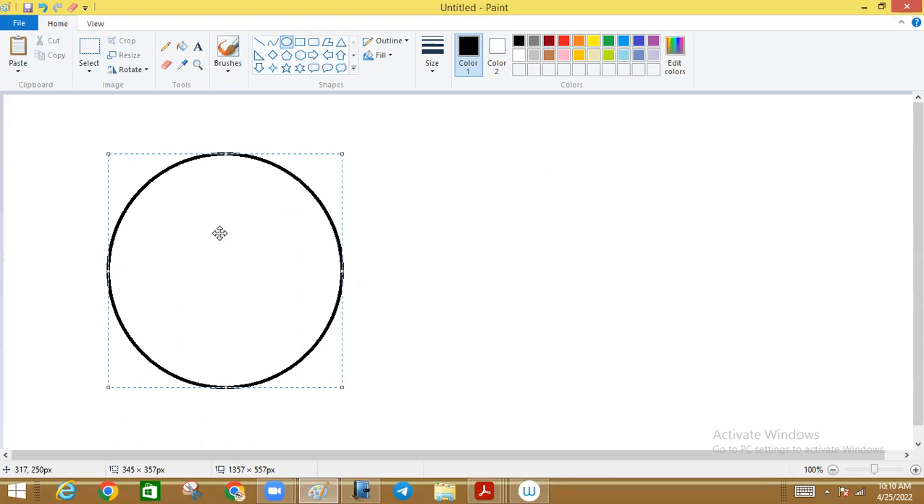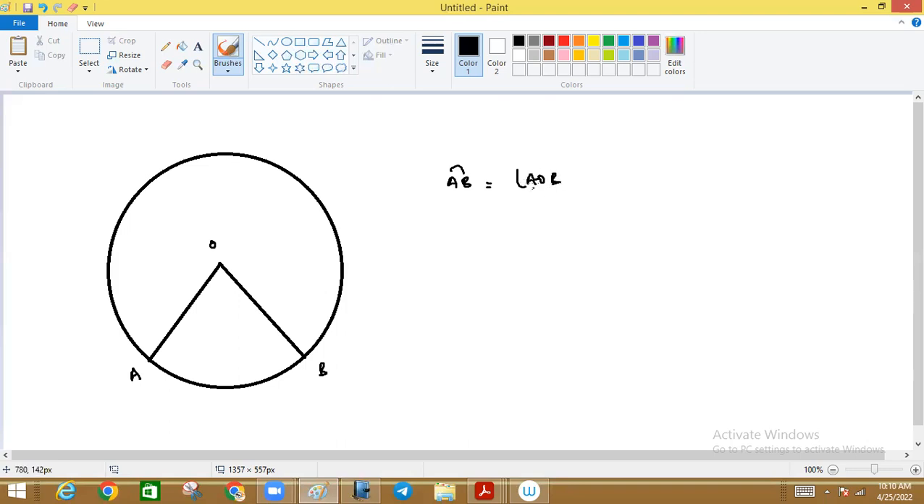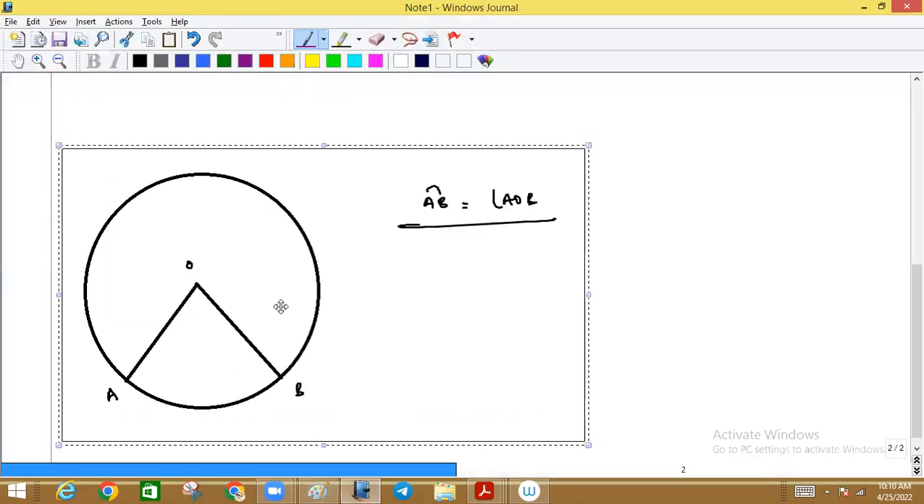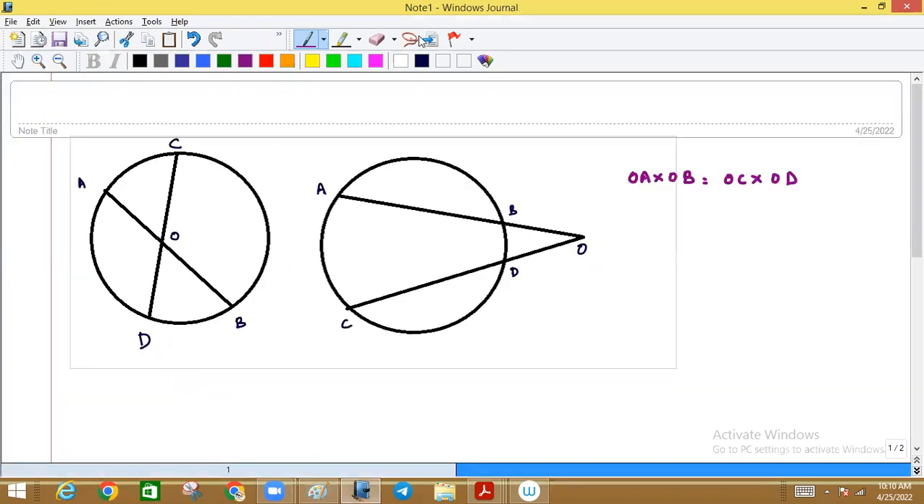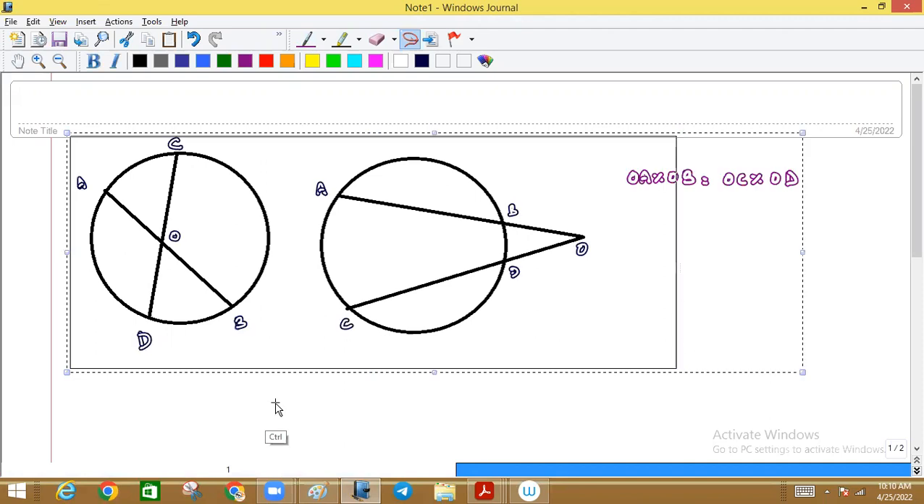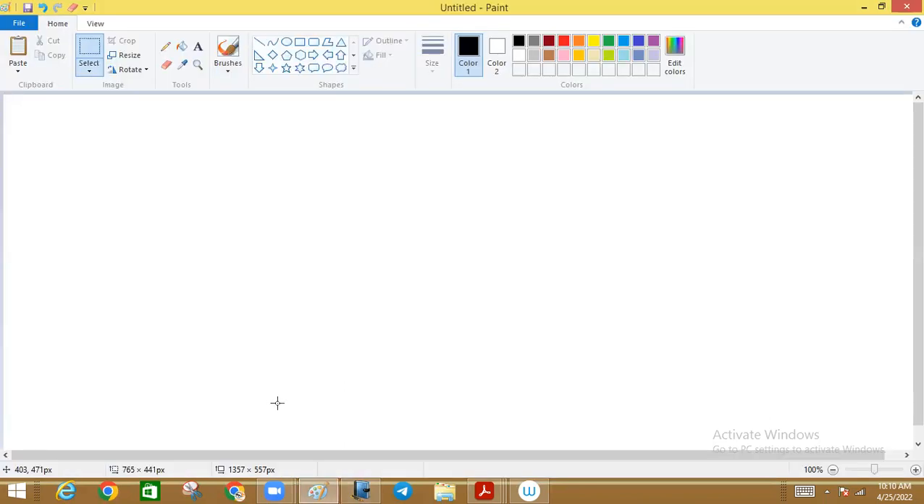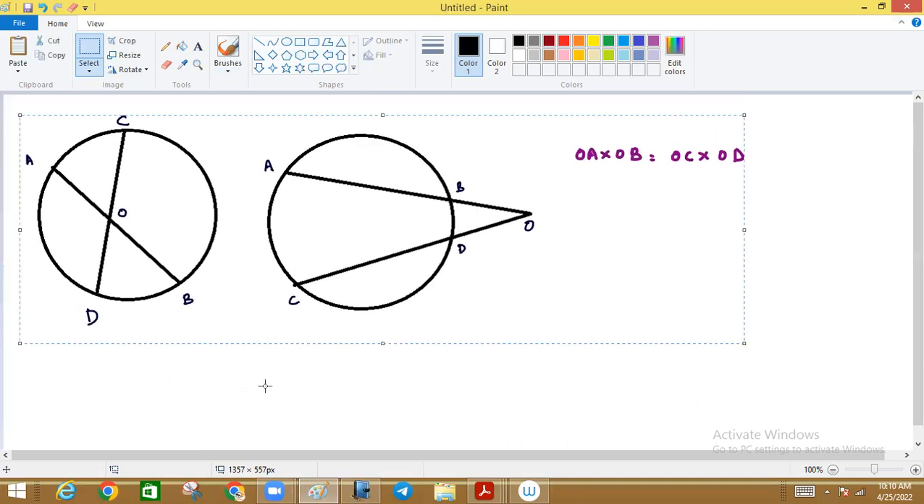So if I take an angle from the center, let's say OB, or else angle AB is same as what? Angle AOB. You understand that? If two curves intersect internally or externally, here O is a center, here O is not a center. Okay.